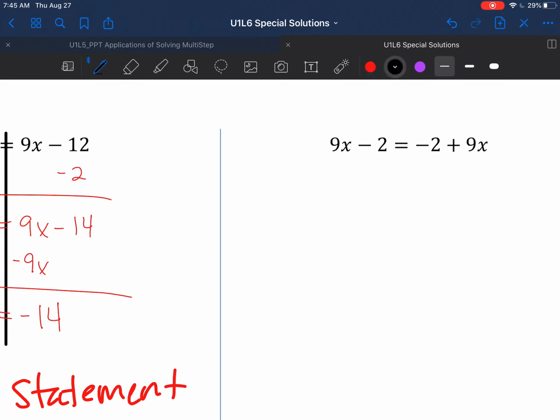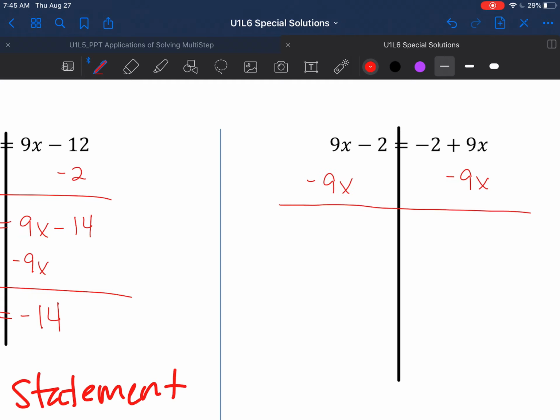What about this? What if instead of taking away 2 on both sides, let's take away 9x on both sides this time. Let's do that step first and really try and get all the variables on the same side. So take away 9x, well, that still leaves me with 0, but I can bring this negative 2 down, and oh, no, that ends up with 0 again. So I'm left with an equation that says negative 2 equals negative 2.